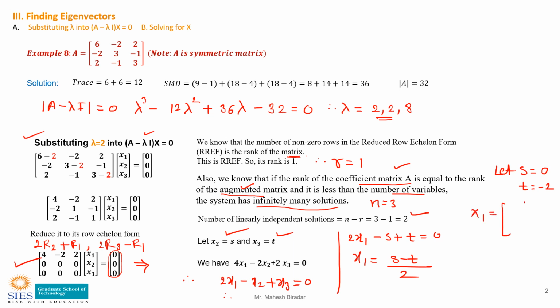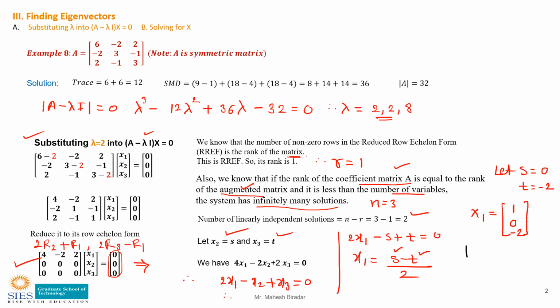You will get one of the eigenvectors. Here x1: you can put s as 0 here and t as minus 2. Minus 2 divided by 2 is, minus minus plus, so this is equal to 1 here. So x1 is 1, and you know that x2 is itself s, so this is 0, and the value of t is minus 2. So one of the eigenvectors associated with lambda is equal to 2 is (1, 0, minus 2).